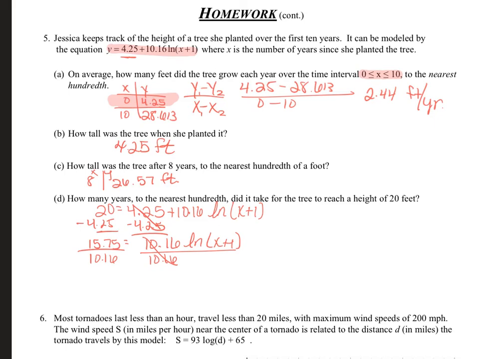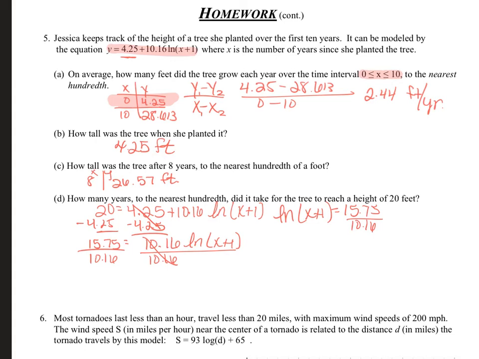And we do get sort of a crazy decimal. So just for the sake of consistency, I'm going to leave it as a fraction. So I'm going to rewrite the equation with my log on my left. So the natural log of x plus 1 equals 15.75 over 10.16. Okay, so I'm already in log form.